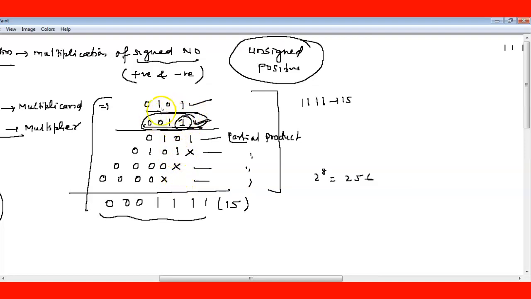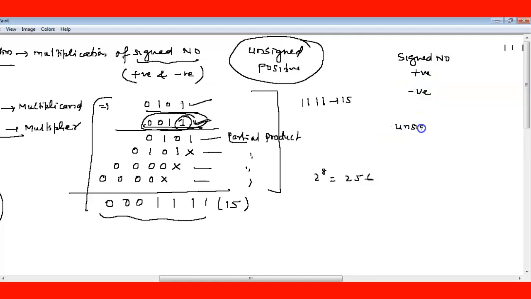But if you have signed numbers, this method will fail. Where will it fail? You can think about it here: there are signed numbers, with both positive and negative values.